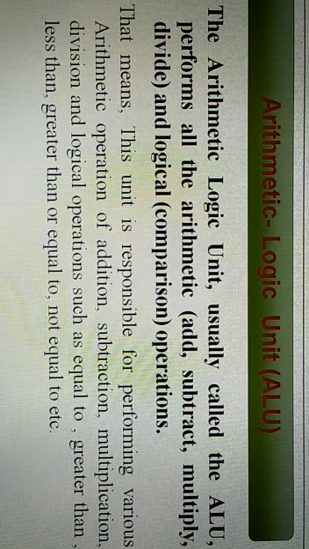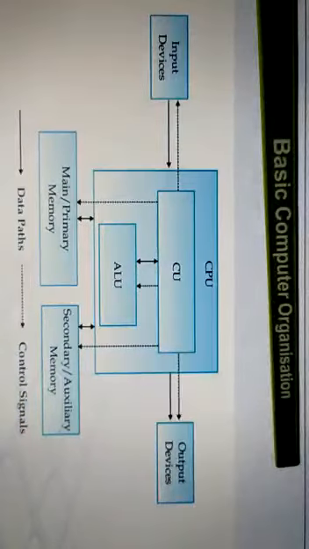So now just see the organization of the computer, how different parts of the computer hardware are organized to carry out the processing. This one is called the block diagram of functional units of a computer.